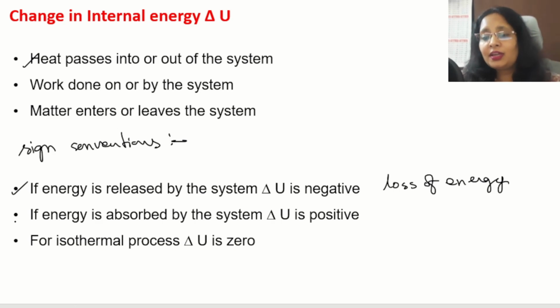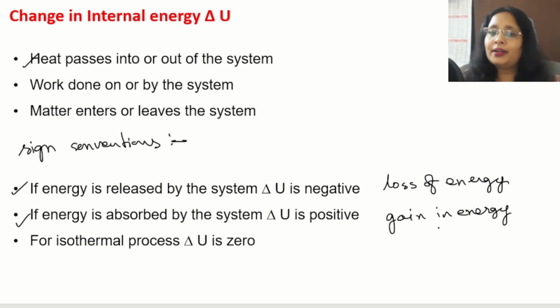Next comes if energy is absorbed by the system. Now energy is absorbed by the system, it means there is a gain in energy. Gain in energy of the system, that is internal energy. So if the internal energy is gained, it means it should be positive. Okay, the sign will be positive for delta U if there is an absorption of energy by the system.